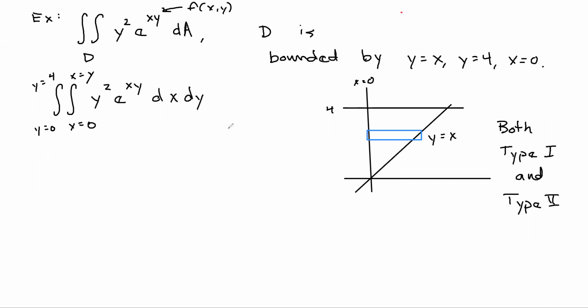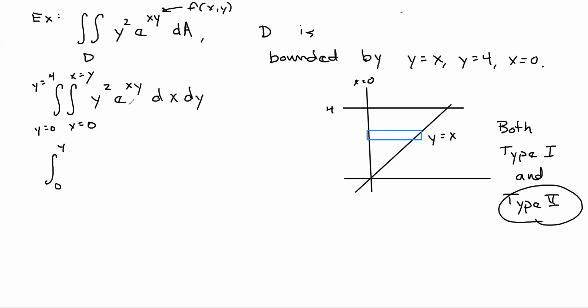Okay, and so that's how you go through and set up the order of integration when it's not specified and you have this object. We have to go through and choose, and we're going to choose type 2 because the order of integration would be easier. All right, so now that we've done that, we can go through and actually evaluate the integral.